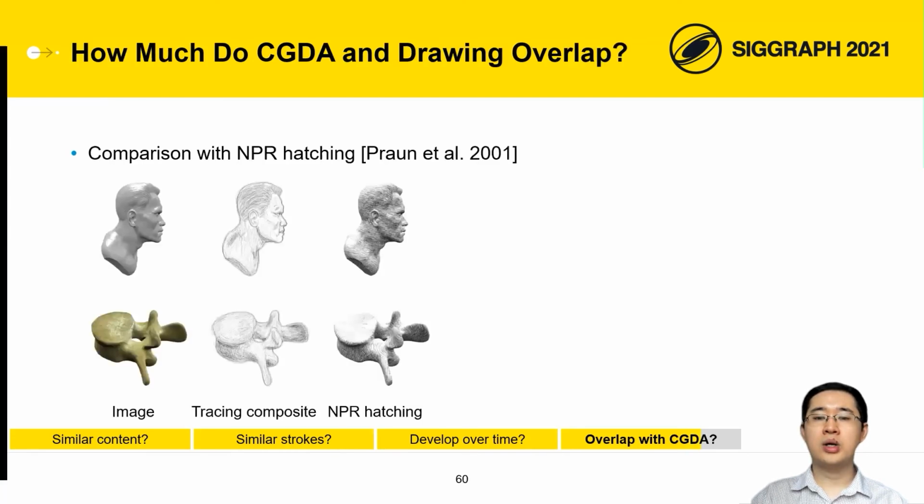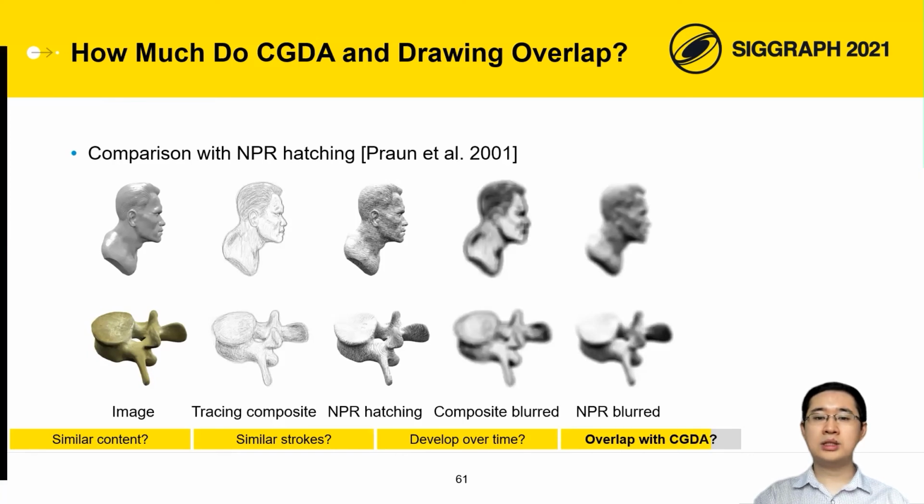We also compared our data with output from an NPR hatching algorithm, as people often depicted tone details using hatching. We composited all drawings for each prompt and blurred it to get areas of dense stroke coverage. We then compared it with a blurred version of NPR hatching. We computed the fraction of pixels in the blurred NPR hatching whose response was near that in the blurred drawing composite and vice versa.